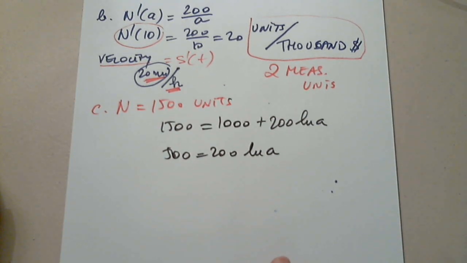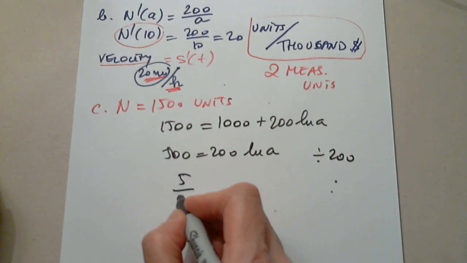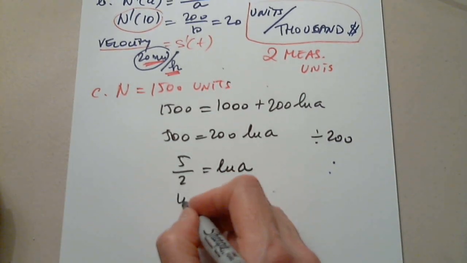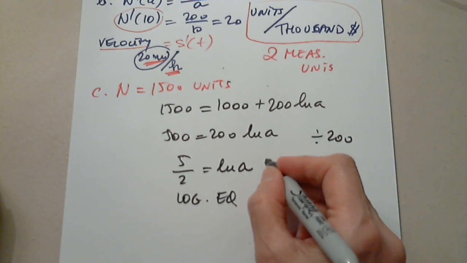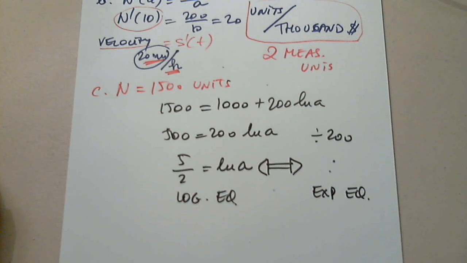Continue cleaning it up. How do I clean it up? Yes? Divide by 200. Exactly. And the natural log of that number. 5 over 2, careful, equals natural log A. Now, this is a log equation. We want to convert it into an exponential equation. How do we do that?